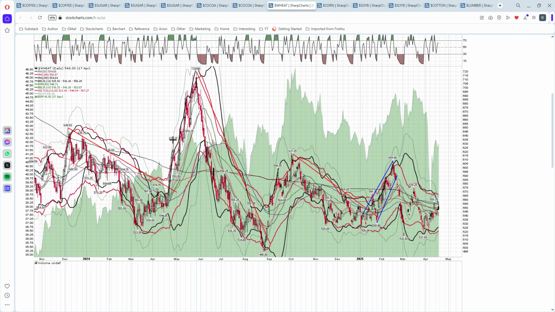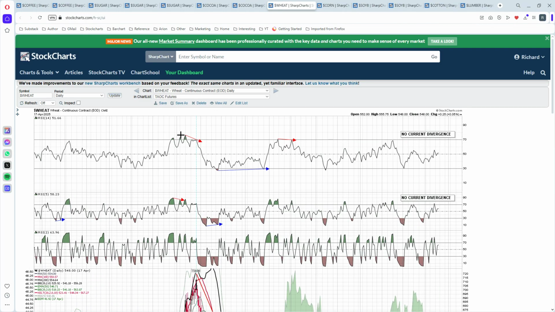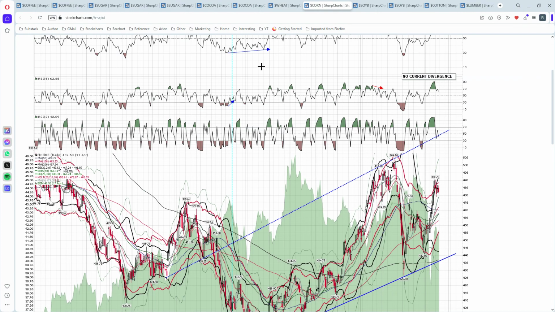On wheat, not overbought or oversold by historical standards. We're seeing a bit of a rally here, no current divergence. On corn, wondering about a move up into this declining resistance, rising resistance, currently at about the 520 area.